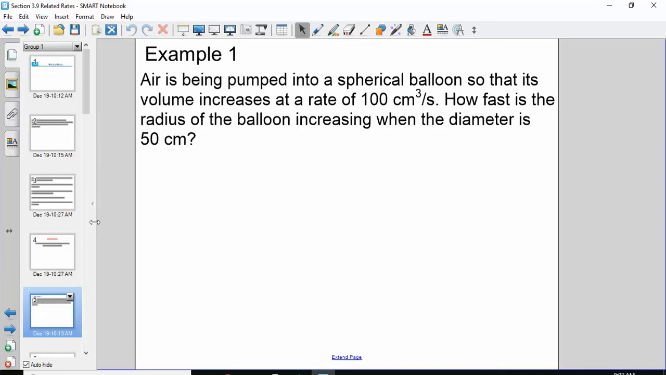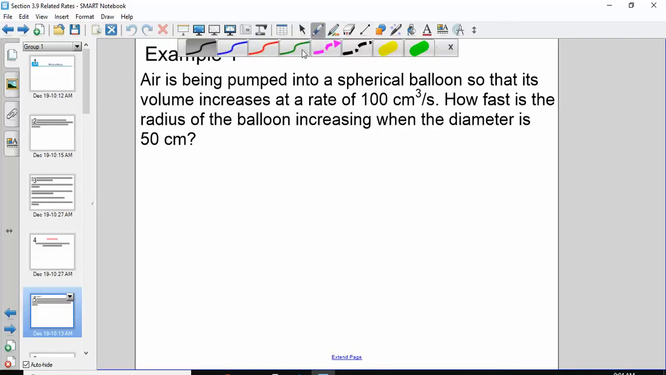Alright, so here is our first example. I recommend reading through these first, and then we're going to go back and pick out the information. So air is being pumped into a spherical balloon so that the volume increases at a rate of 100 cubic centimeters per second. How fast is the radius of the balloon increasing when the diameter is 50 centimeters?